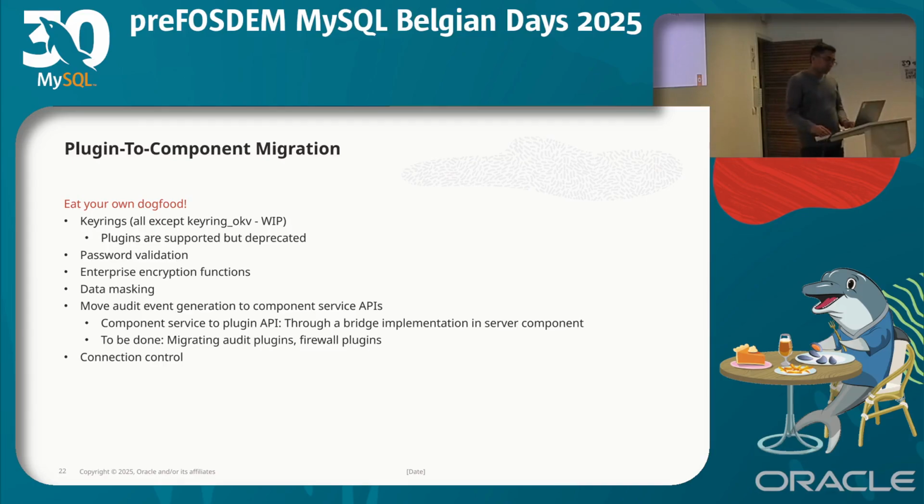The server is now generating audit events in terms of component service events. It's not generating plugin events anymore. This is not to say that the audit plugin has been converted to a component, but the infrastructure to generate events is now component based. And what it allows us is stuff like connection control, which is a plugin to protect against denial of service, is now a component.